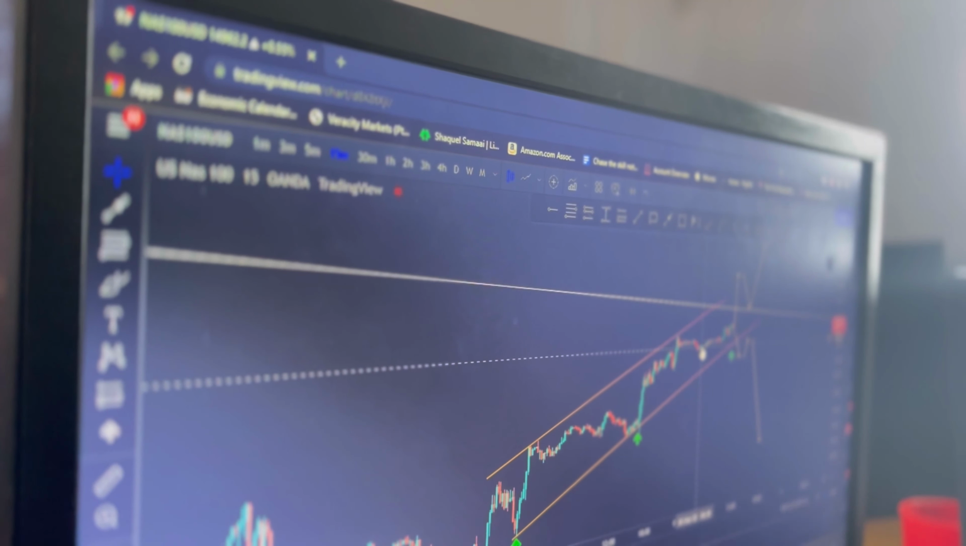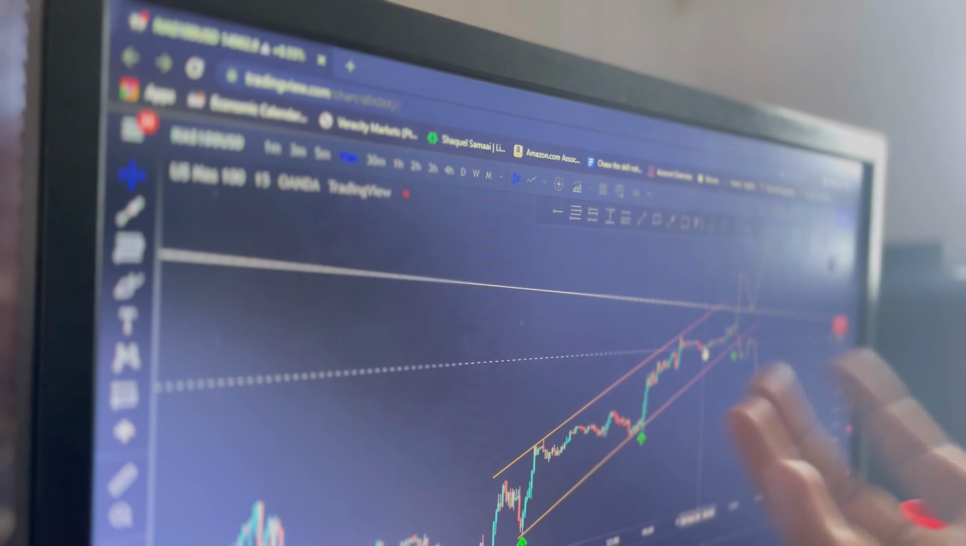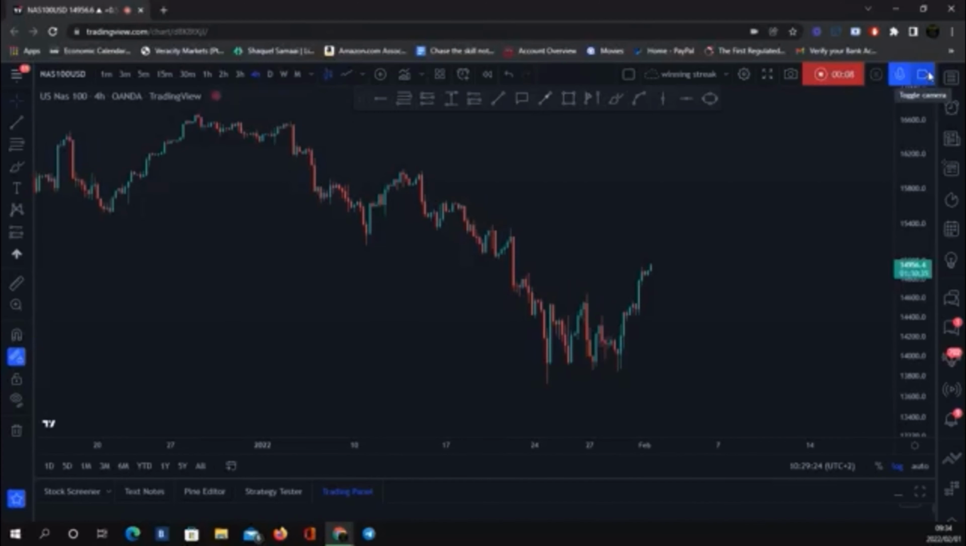Trading Forex can be this easy with this ultimate Forex strategy. Okay, so let's jump in the charts and I'll explain to you guys this ultimate Forex strategy that you can use to become a profitable trader. Now guys, it's straightforward. We're going to use it on NASDAQ and it's easy to use, guys. All you got to do is follow these rules.